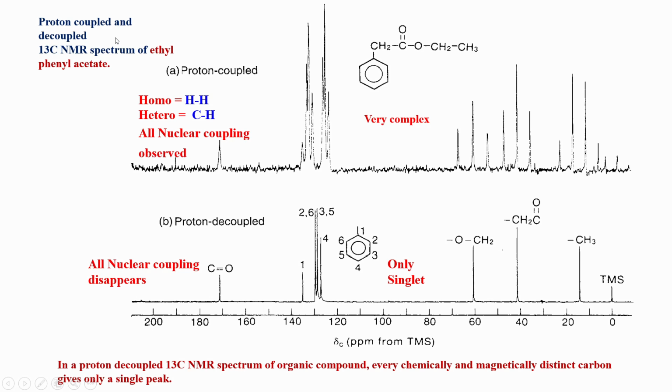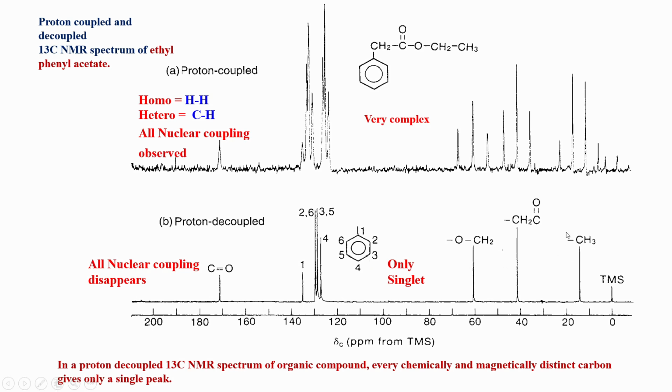Okay, see the proton coupled and decoupled carbon-13 NMR of ethyl phenyl acetate. The first one is highly complicated. It is the proton coupled spectrum of ethyl phenyl acetate. We cannot define each of the signals because most of the signals overlap each other. But in the second case, it is the proton decoupled spectrum or broadband decoupled spectrum of carbon-13 of ethyl phenyl acetate, where each of the signals is well defined.